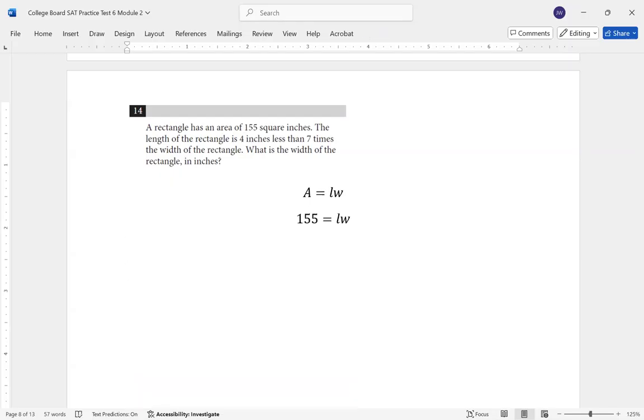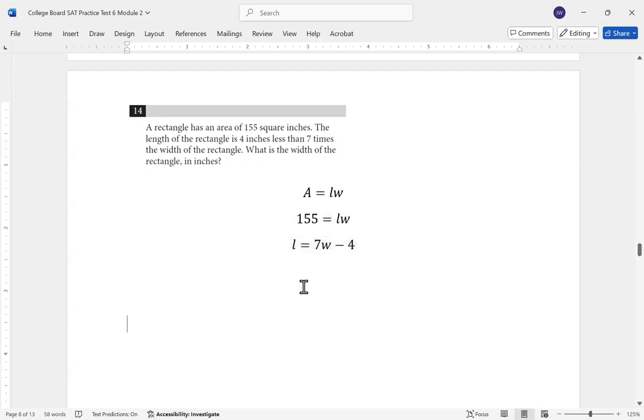Now, the other piece of information that I'm given is that the length of the rectangle is 4 inches less than 7 times the width of the rectangle. So length is equal to 4 inches less. That's going to be a subtract 4. 4 inches less than what? Well, 7 times the width. So the length is 7 times the width minus 4. Those are the 2 equations I'm going to utilize, and we need to put those together.